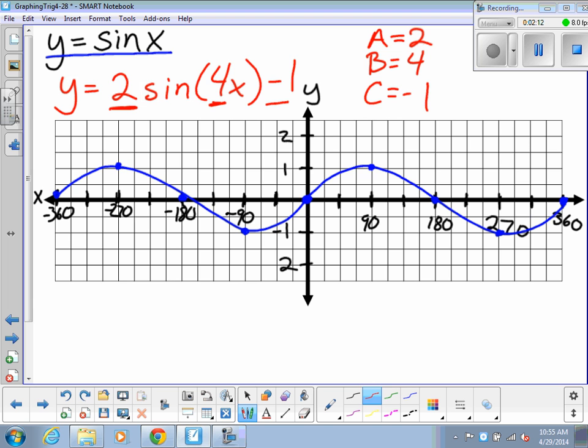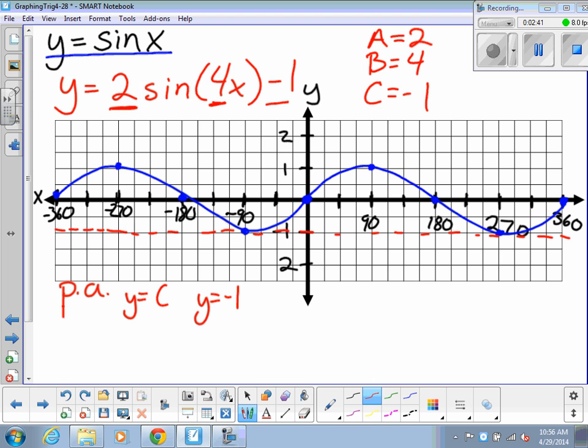What I want to do now is identify what my principal axis is going to be, which is the line in which the graph will oscillate around. In the original function, it was the x-axis. In this case, it's going to be y equals c, or y equals negative 1, since our c value is negative 1. So I'm going to go ahead and draw my principal axis in at y equals negative 1. So there's my principal axis.